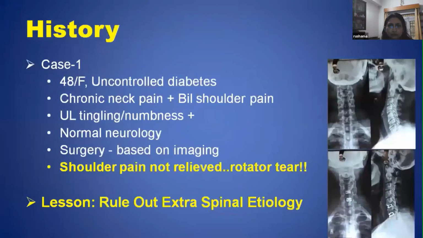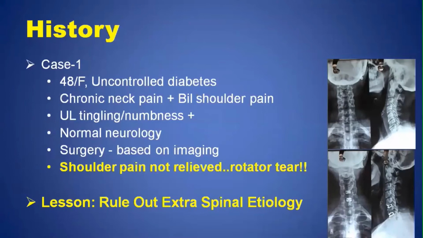Why is clinical examination important? We will understand it through a few case examples. Look at this case scenario 1. A 48-year-old female patient with uncontrolled diabetes presented with chronic neck pain and bilateral shoulder pain. However, upper limb tingling and numbness were the only findings on clinical examination, and the rest of the neurology was normal. And the surgeon decided to do a 2-level anterior cervical discectomy and fusion.